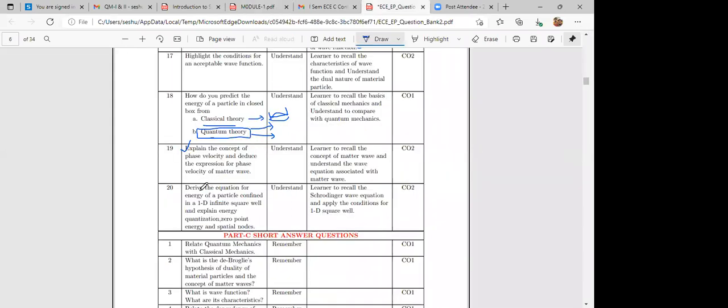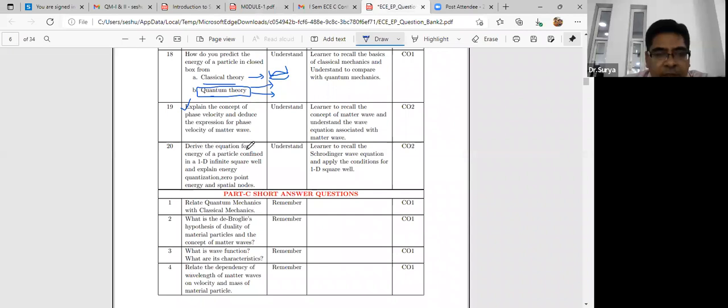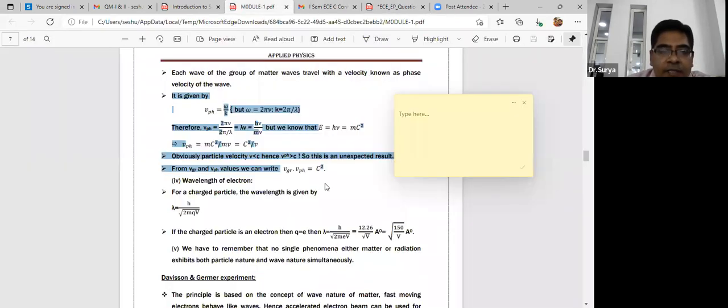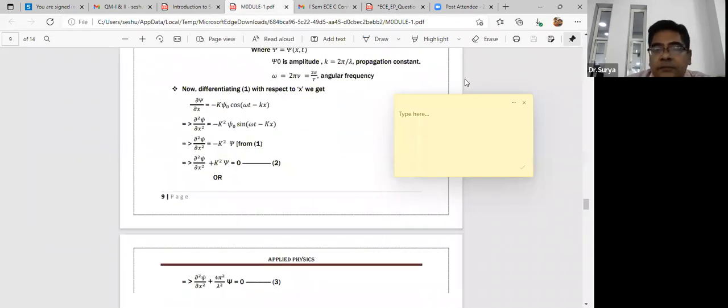Next question is, derive the equation for energy of a particle confined in a one-dimensional infinite well and explain energy quantization, zero-point energy, and spatial nodes. For this question, the same explanation for the energy part has to be derived for a particle in a box, and then you have to explain the zero-point energy. How do you explain the zero-point energy?